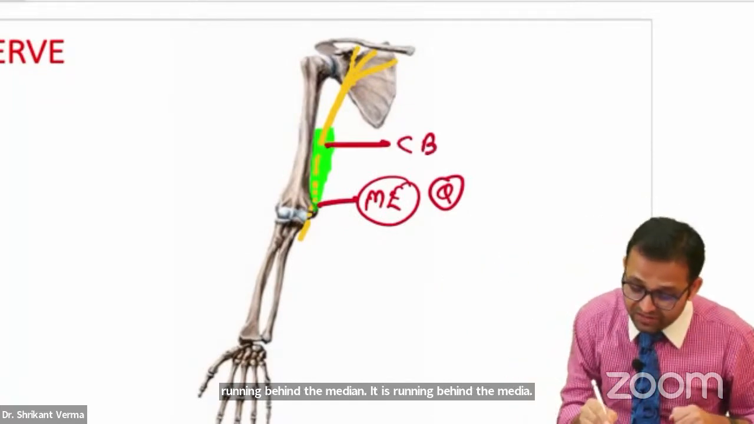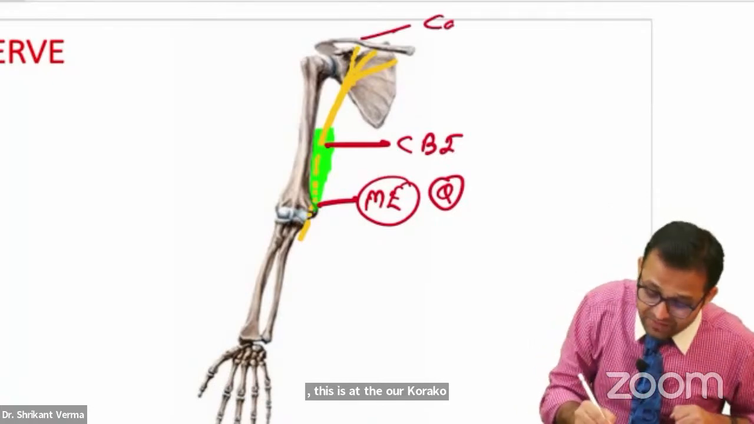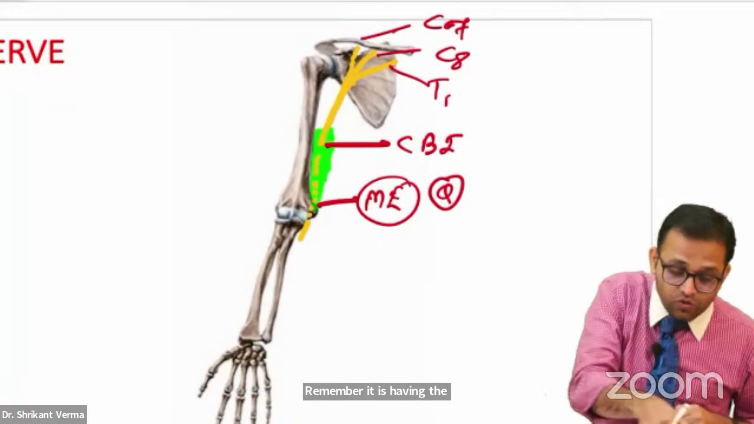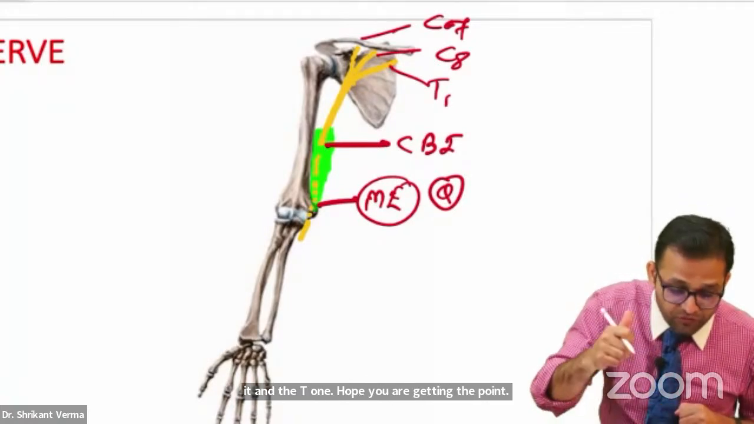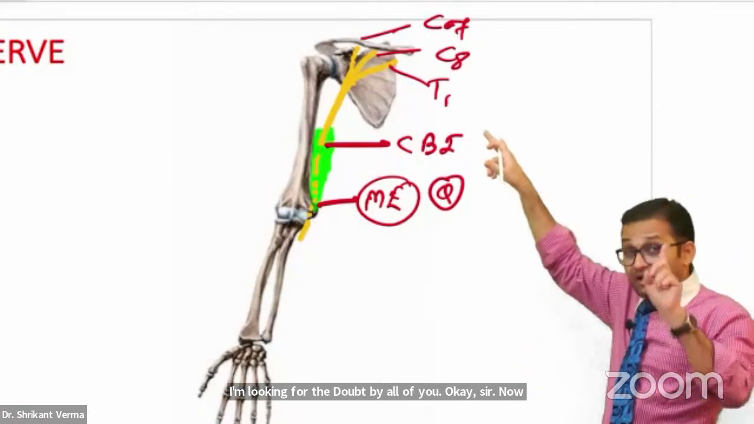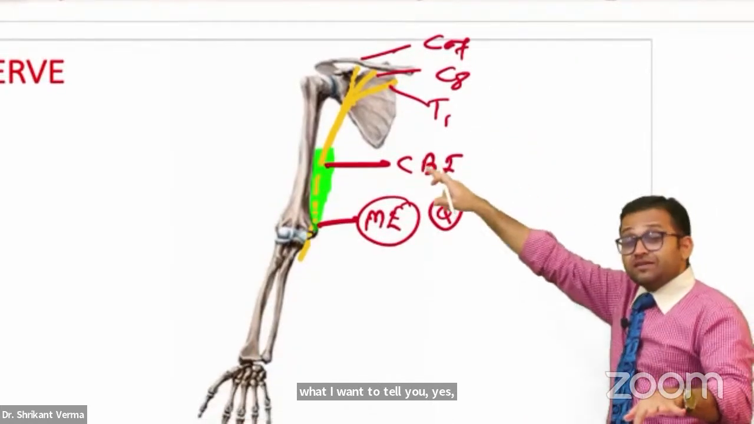Yes, this is at the coracobrachialis insertion. Remember, it has the root value C7, C8, and T1. Hope you all are getting the point. I'm looking for any doubt from all of you. Now what I want to tell you: formation by the medial cord, root value C7, C8, T1. It is running in the axilla.